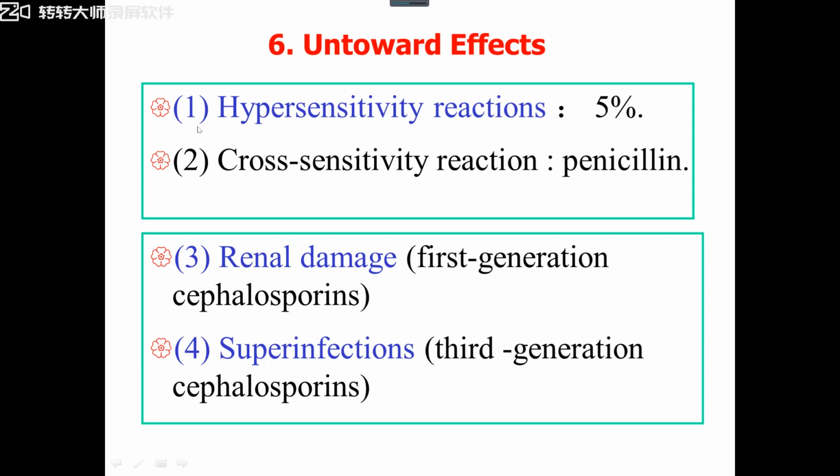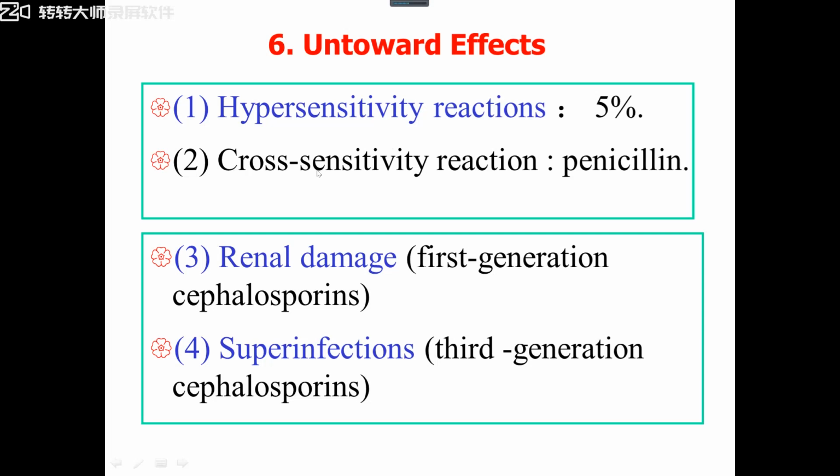How to prevent allergic reaction? Same as with penicillin. First, ask the history. Second, test. Do the skin test before using cephalosporins. And third, be prepared to rescue. The first choice agent is adrenaline.